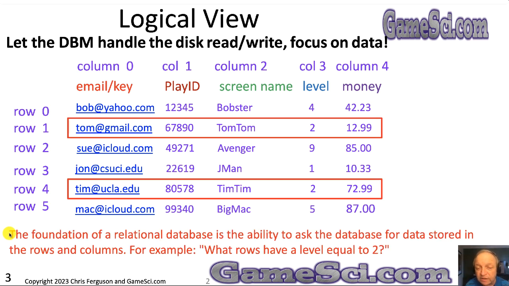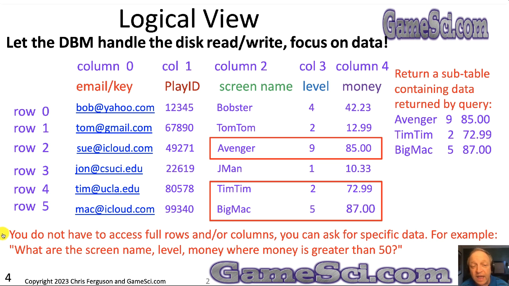The foundation of a relational database is the ability to ask the database for data stored in the rows and columns. For example, let's ask the database what rows have a level equal to 2. The database manager will then go find these 2 rows, see level 2 here, extract that row, and this row, Tom and Tim it looks like, and return those 2 rows to the user. I like to call this table in, table out. Table in is the big table that you're storing in your database. Table out is the sub-rows or the sub-columns that you extract when you ask the database for information.